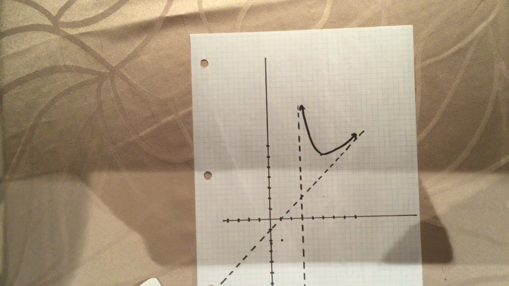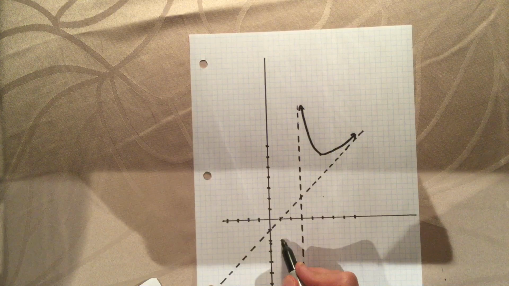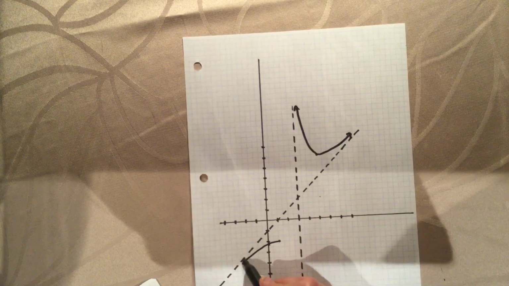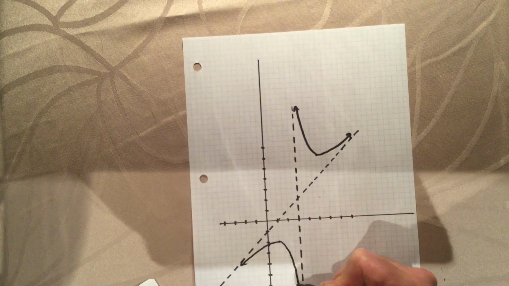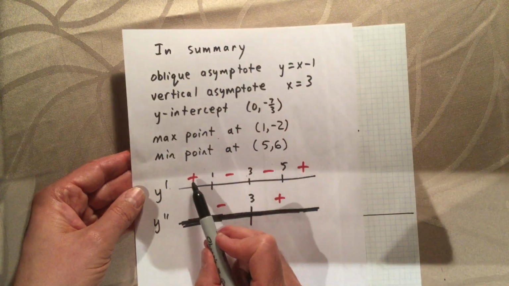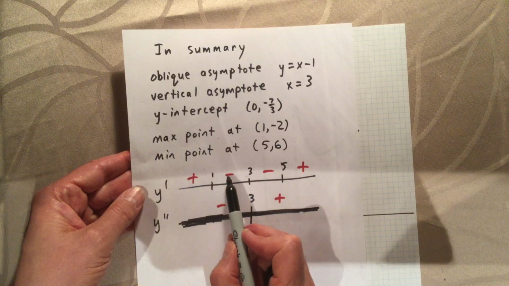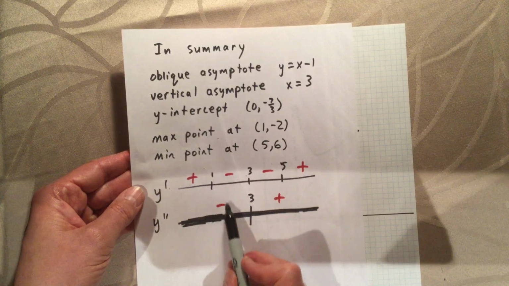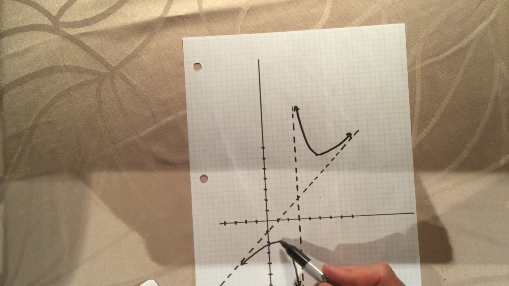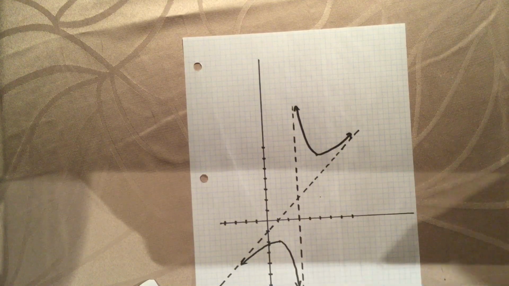Looking at this one, I'm going to draw a very similar looking curve, basically the mirror reflection of the part on top. And now looking at what we have here, we can see that I'm going to be increasing to x equals 1 and decreasing after and concave down the whole time. And this is what our curve looks like.